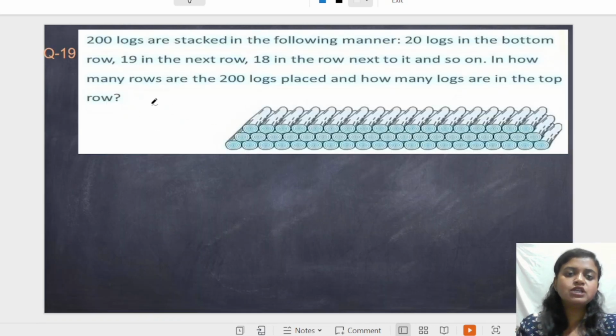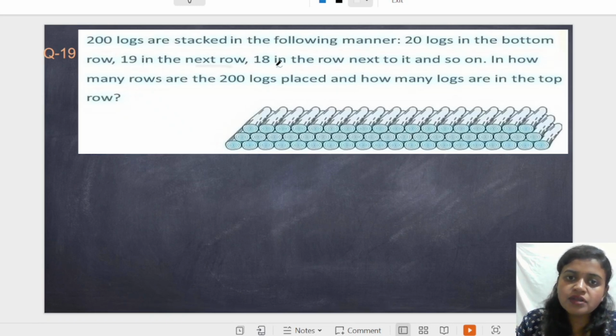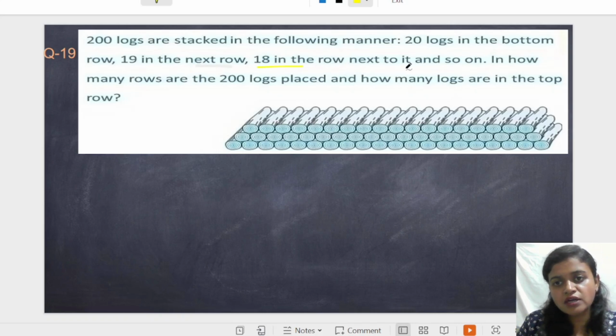Next, question number 19. 200 logs are stacked in the following manner: 20 logs in the bottom row, 19 in the next row, 18 in the row next to it, and so on. In how many rows are the 200 logs placed, and how many logs are in the top row? So in this stack there are 200 logs in total.